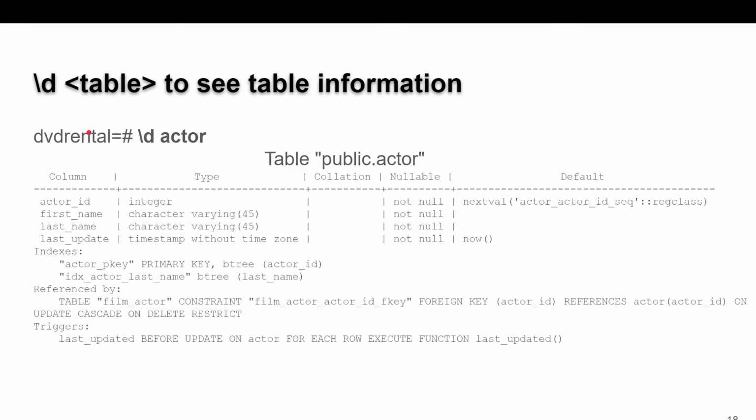And if you just want to see the contents of a table, you type in backslash d and the name of the table. In this case, you see we have the columns, the types, any collation notes, if they're nullable, and some default values for those. You also see the indexes. In this case, we have two indexes. We have a foreign key constraint. And there are some triggers out there.